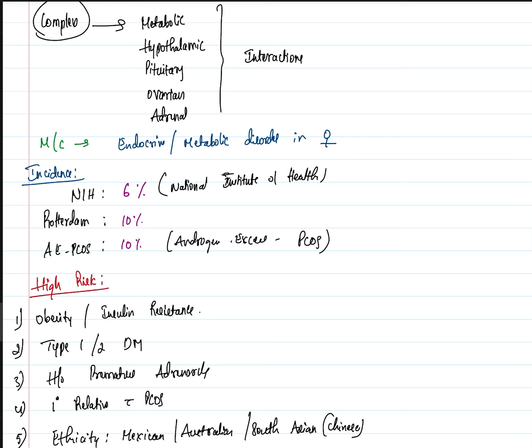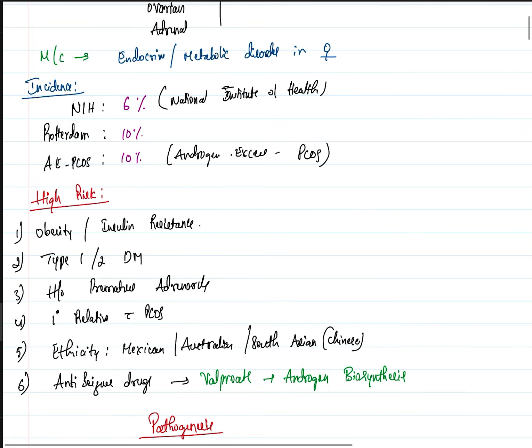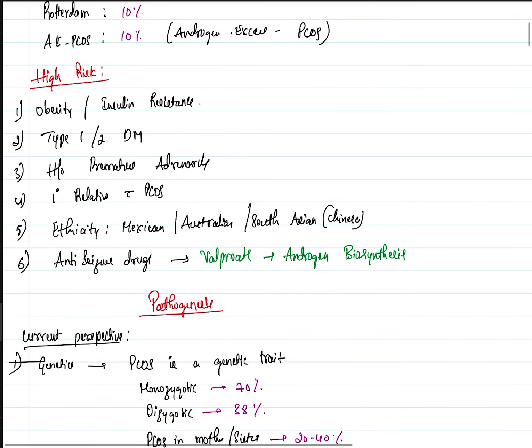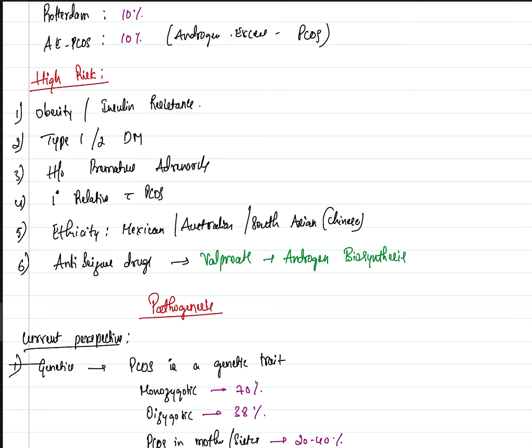Coming to the incidence of PCOS, according to the National Institute of Health, there is 6% incidence in females. According to Rotterdam, it is 10%. According to androgen axis PCOS, it is 10%. So, who are the people who are at risk for PCOS?